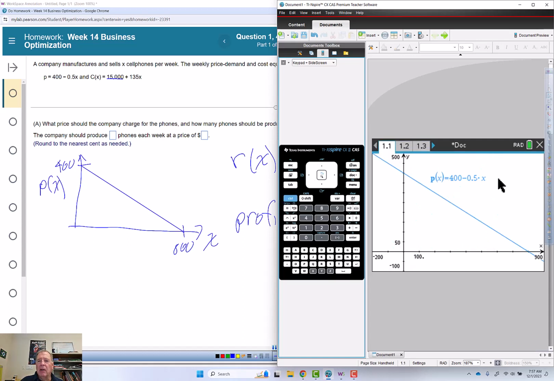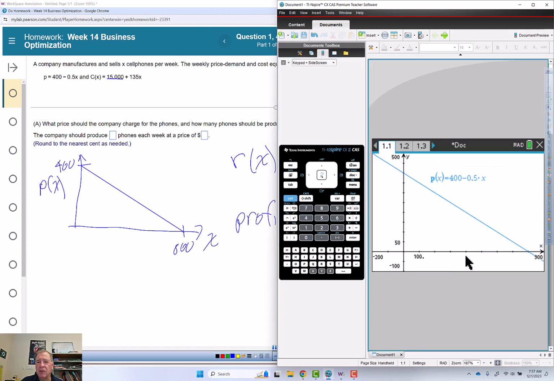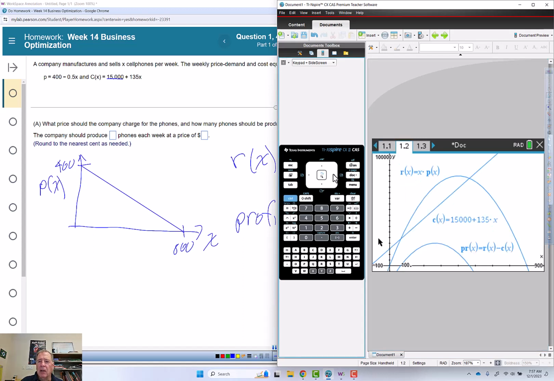So here is the demand function. My y-intercept is 400. My x-intercept is 800. So if you're worried about setting the window, I want to see the y-axis, so I want a little bit negative, negative 200 to 900 by hundreds, and then negative 100 to 500 by 50s. So that's a pretty good picture of the demand function there. And then we got the other three functions here. Here's the revenue function, here's the cost function, and here's the profit function. So profit is revenue minus cost.